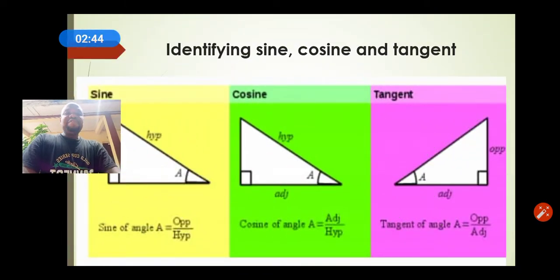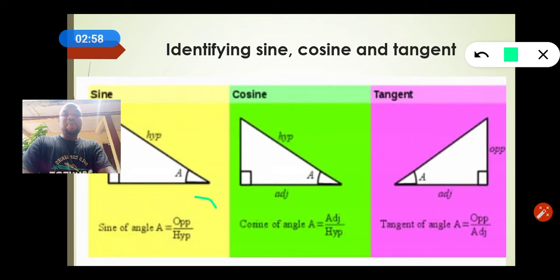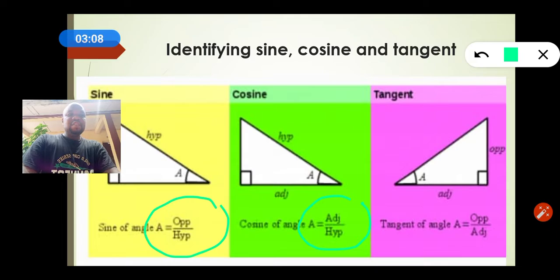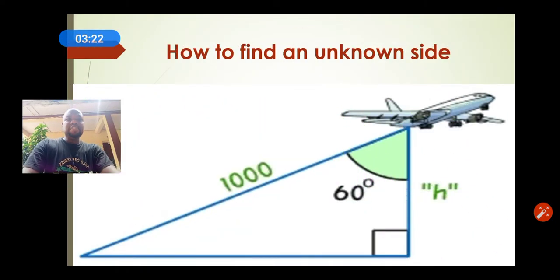Now, how do we identify the different trig ratios that we have, which are the sine, the cosine, and the tangent of angles? The formula for the sine of any angle is the opposite all over the hypotenuse, while that for the cosine of angles is the adjacent all over the hypotenuse, and the tangent of angles is the opposite all over the adjacent. So having known the formula to find the different sides of a triangle, we are going to solve some mathematical problems.